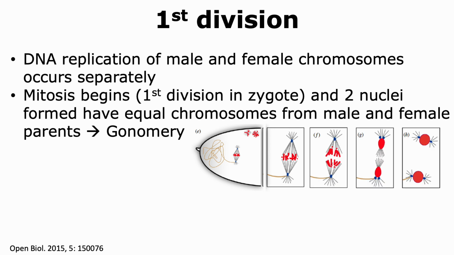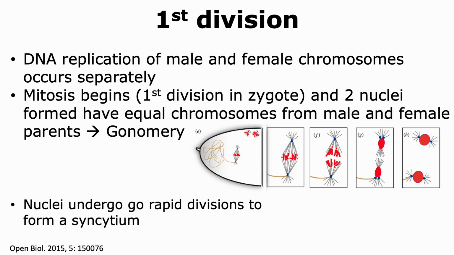Once mitosis occurs, we are able to form two nuclei. Now, in the case of these two nuclei, both nuclei are diploid and they have chromosomes from both the male and the female pronuclei. And thus, we can say that right now we actually have mixing of the male and the female chromosomes, and we have a truly diploid nucleus. The nuclei then undergo rapid divisions to form a syncytium.